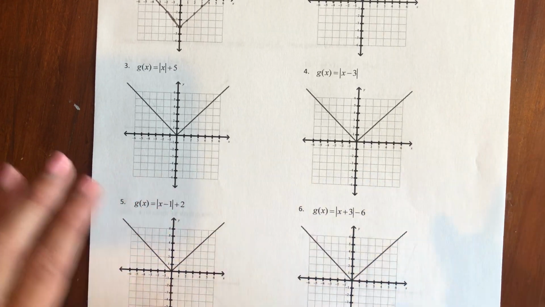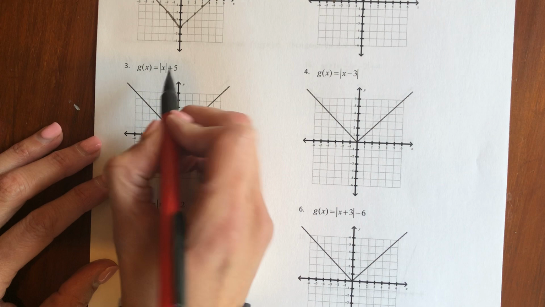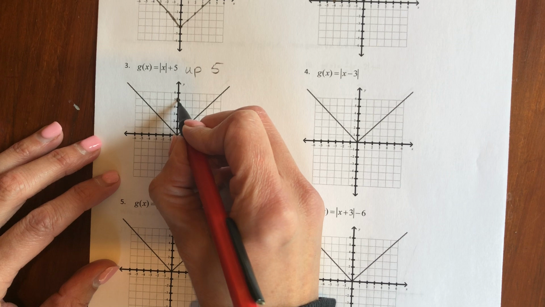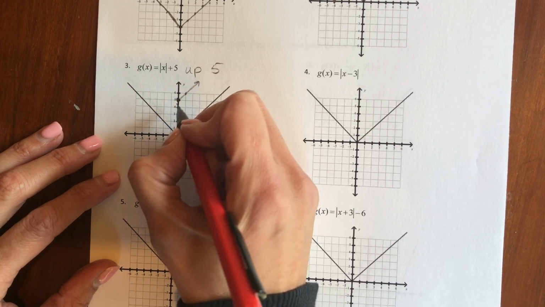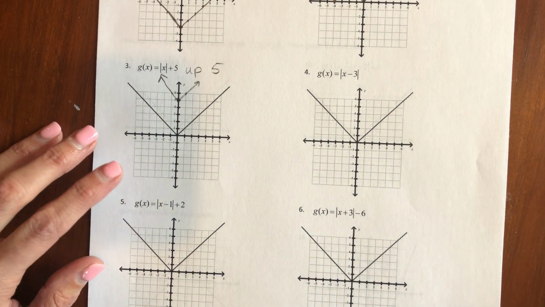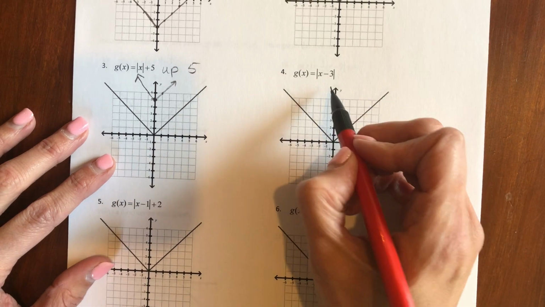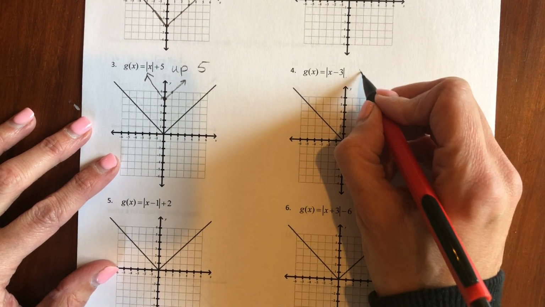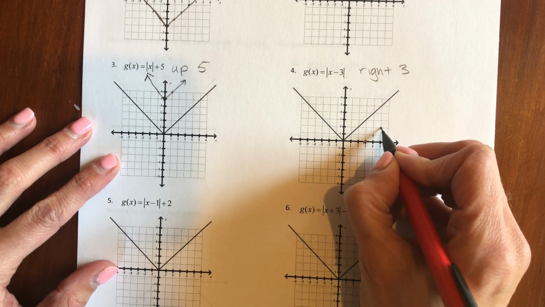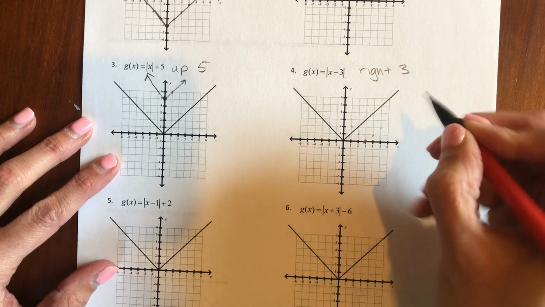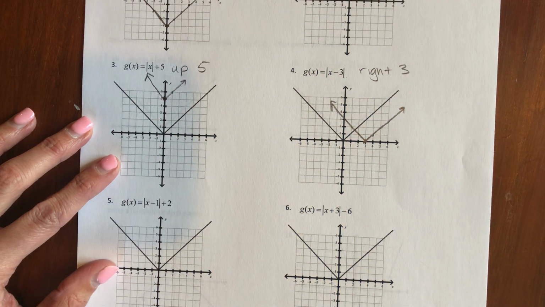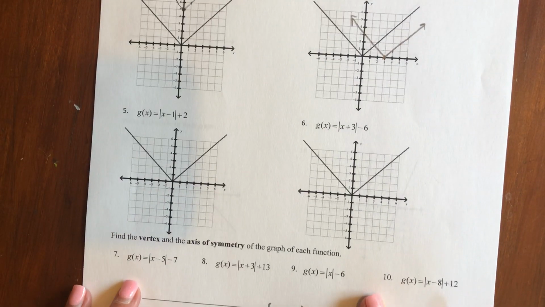Okay, next one. Adding 5 on the outside of the absolute value is going to be translating it up 5. And there's your graph there. And then number 4, subtracting 3 on the inside is going to move it to the right 3. There you go.